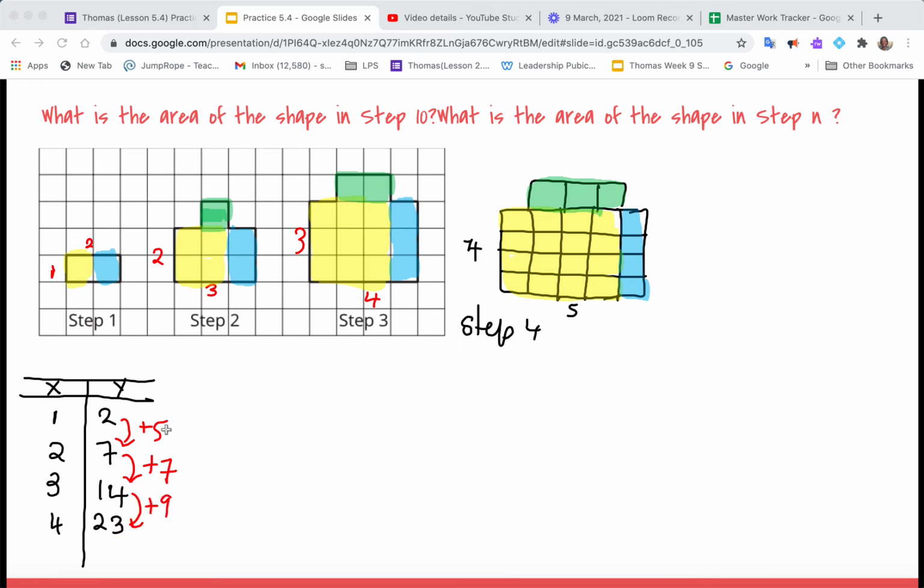So what we notice is there's no constant rate, but the rate of change is changing at a constant value. From 5 to 7, that's a plus 2, and from 7 to 9, that's a plus 2. So this tells us that we're looking at quadratic growth. All right, so this is showing quadratic growth.